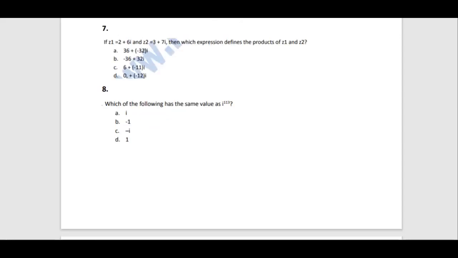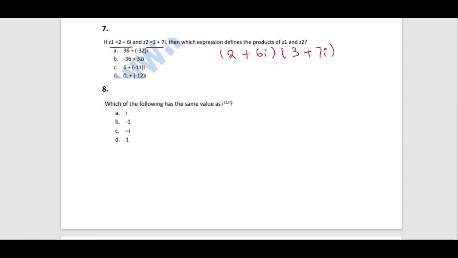Now we have the seventh question. So for question 7, we know that if Z1 is 2 plus 6i and Z2 is 3 plus 7i, then which expression defines the product of Z1 and Z2? Okay. Now we need to multiply Z1 and Z2. And we know that these are two complex numbers. Okay. So we need to multiply both of these.